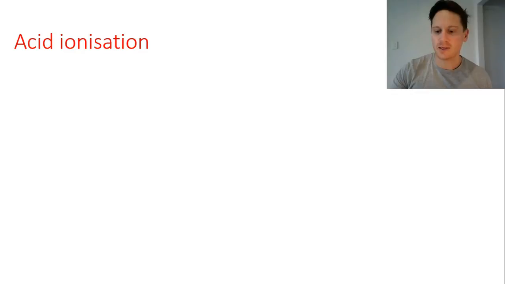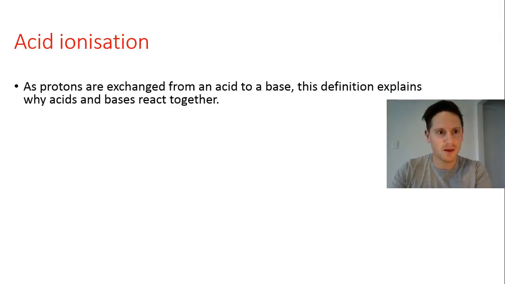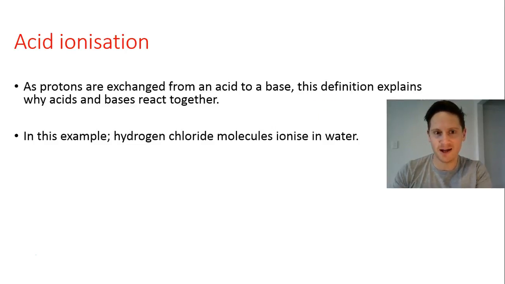So we're going to look at acid ionization. In previous videos we've discussed ionization. It's essentially the formation of charge. It's a chemical reaction where the products are going to be charged, either positive cations or negative anions. As protons are exchanged from an acid to a base, this definition explains why acids and bases react together, as I just mentioned previously.